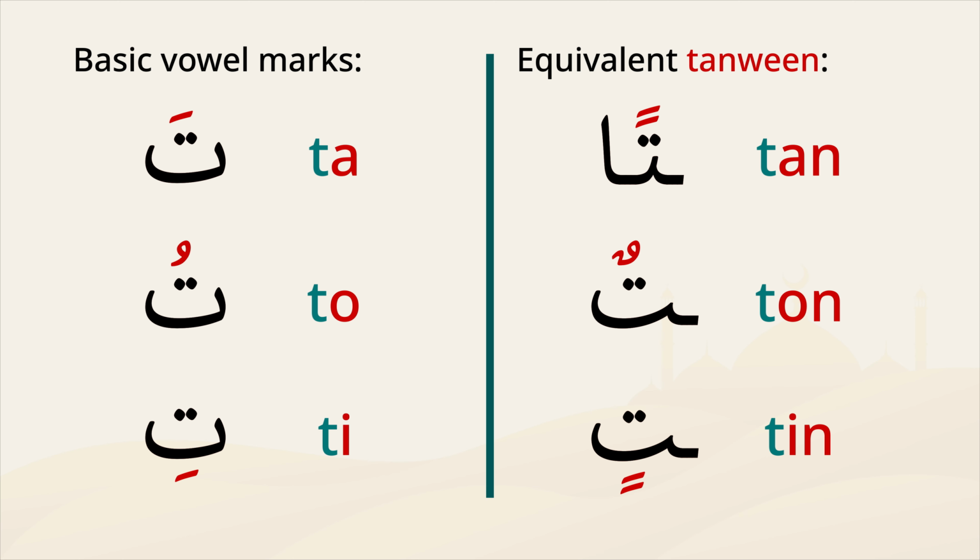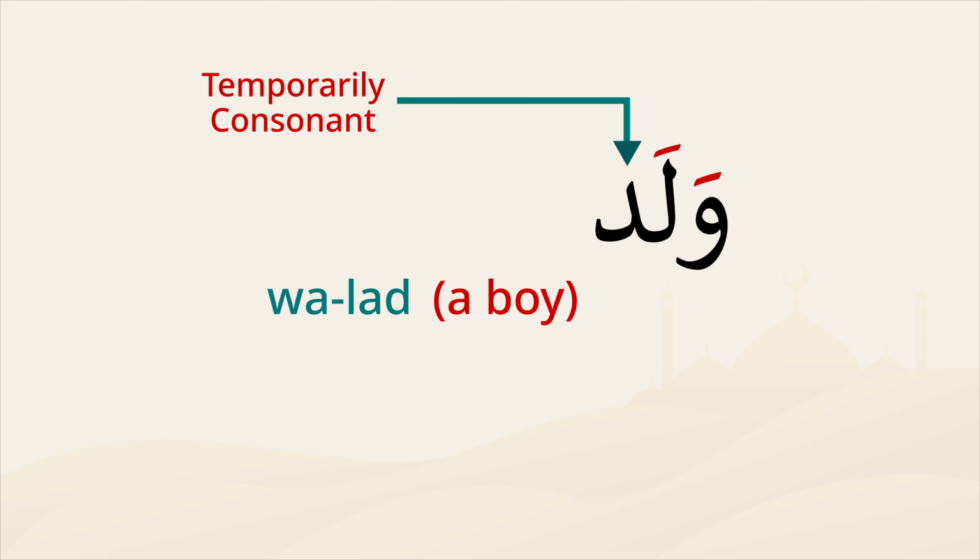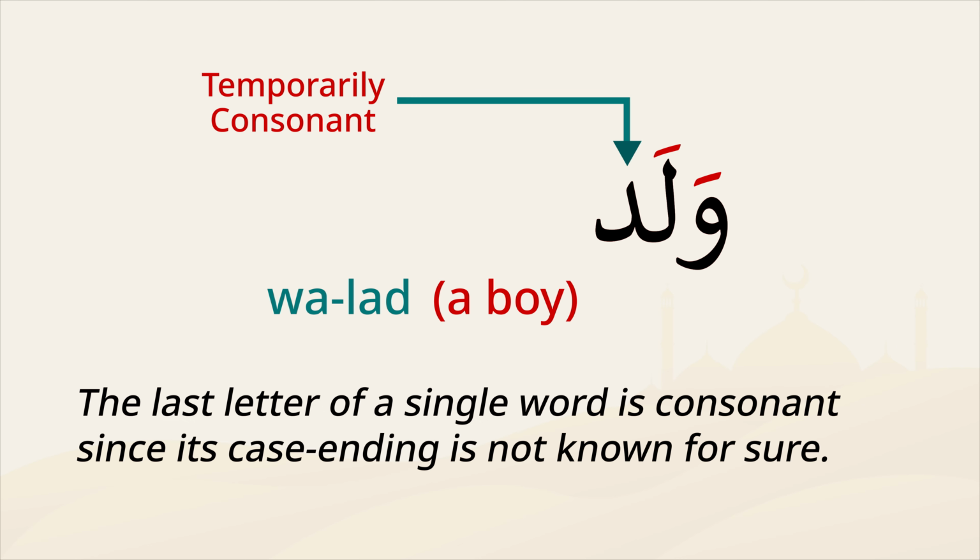Now let's look at tanween in a complete word. Take the word walad, two syllables. It means a boy. By default, its last letter, d, is temporarily consonant, since now we have a single word and we don't know which case ending it will take. Now let's consider the three possible case endings this word might take: fatha, dhammah, or kasra. And since the word is indefinite, the case ending will be doubled, making tanween.